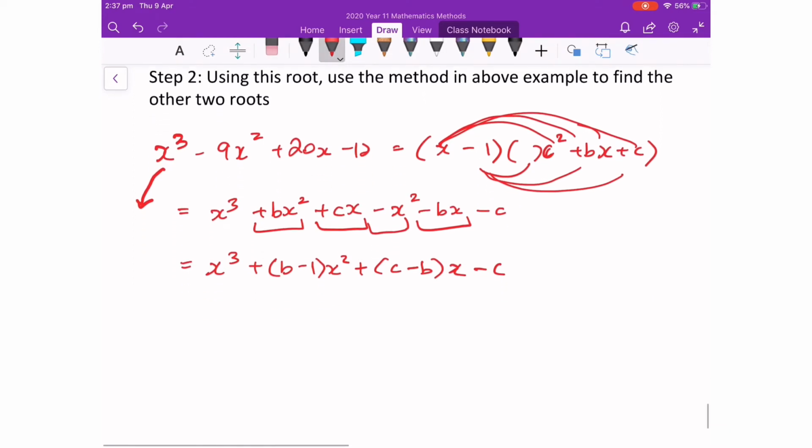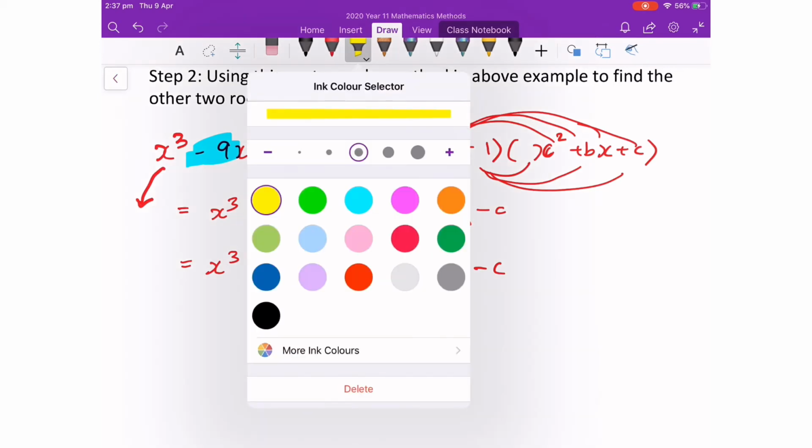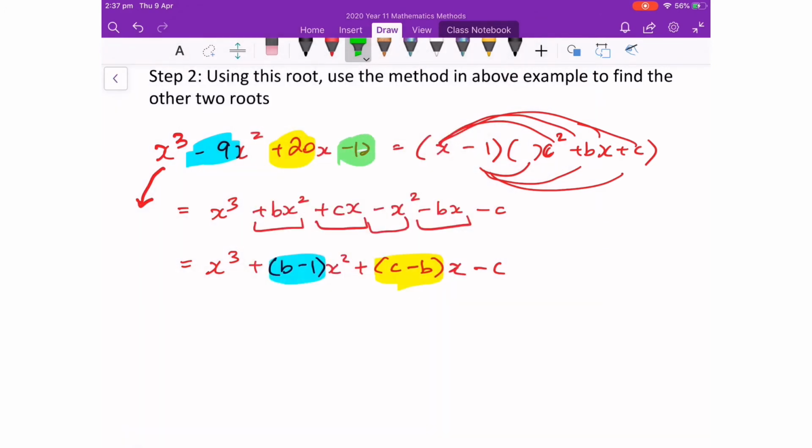Okay, so once you've got this bit, I'm going to match my coefficients up. So I've got minus 9, which is in front of x squared, is going to be equal to b take 1. I'm going to see that this positive 20 here is in front of an x, which is the same as c take b x, because remember they're the same, the expanded forms there. And then lastly, I'm going to have -12 is equal to negative c, and I'm sure you can see what c is. So let's find what b is first. -9 is equal to b take 1, so that means b is equal to -8.